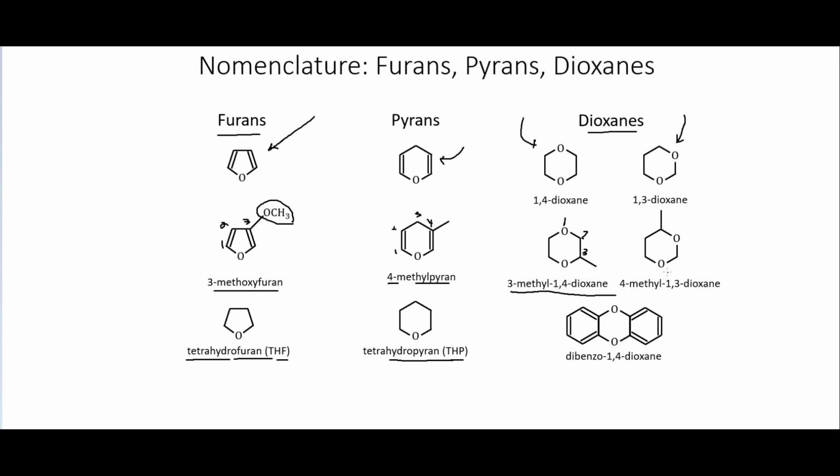Over here we can go like this, so 1, 2, 3, 4. So we have 4-methyl 1,3-dioxane. So we can see here that this is on the 1 position and the 4 position. That's the 1 position and the 3 position. So that's where those names come from.